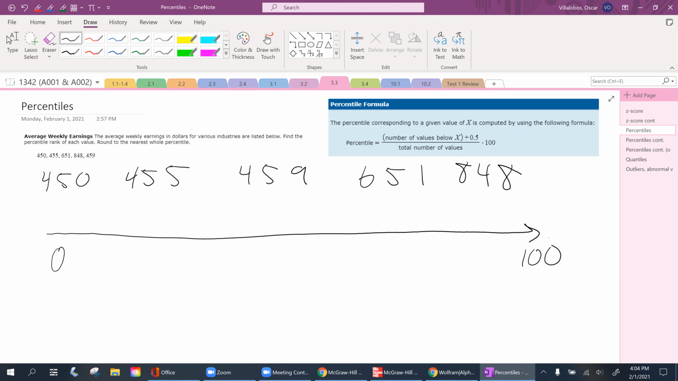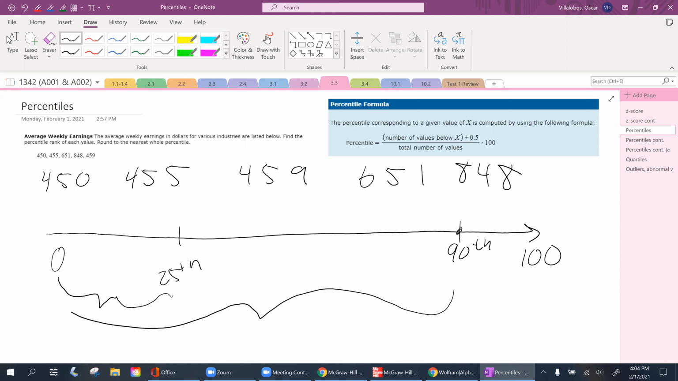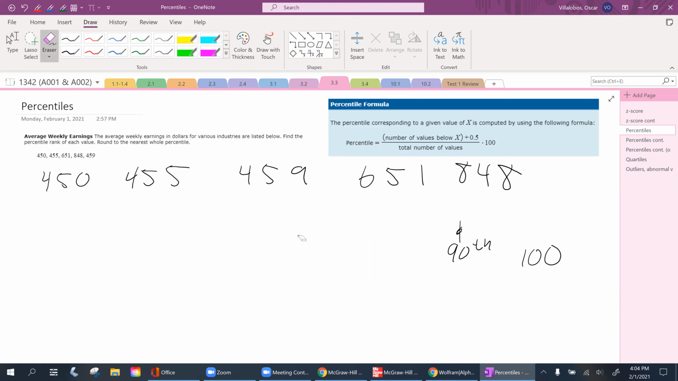If you end up getting a 25th percentile, that means your score was above pretty much the 25% of the lower half. And if you get something like a 90th percentile on your GRE or SAT score, that means you did 90% better than the people with a lower score. So it's a ranking system.